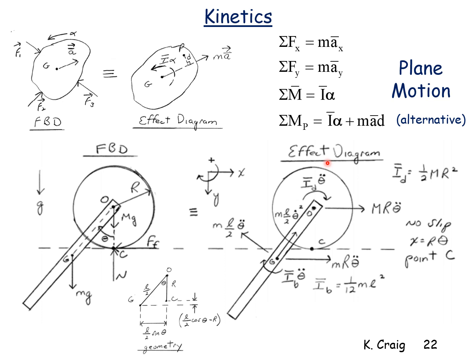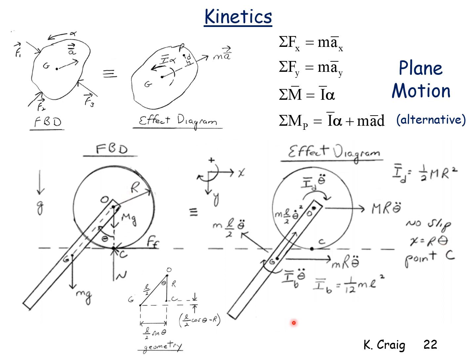On the effect diagram, I show the right sides of my equations, my Newton-Euler equations. I show my inertia torques, one for the disk and one for the bar. I show the absolute acceleration of the center of mass of the disk. I show the absolute acceleration components of the center of mass of the bar, m r theta double dot, centripetal acceleration, tangential acceleration. I'm making use of the no-slip condition at point C, so x equals r times theta.